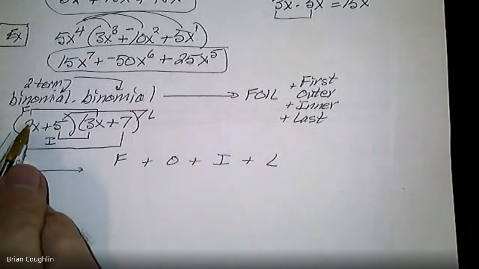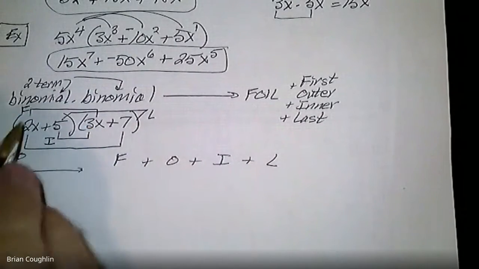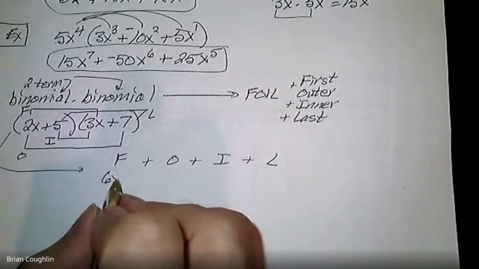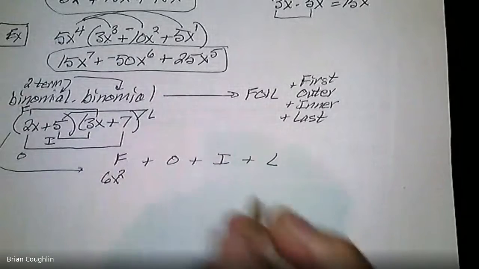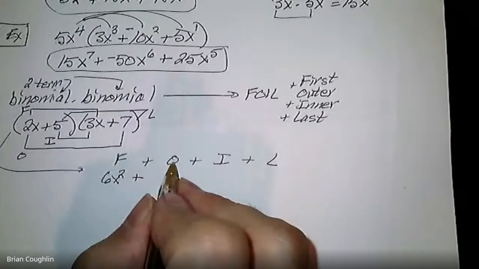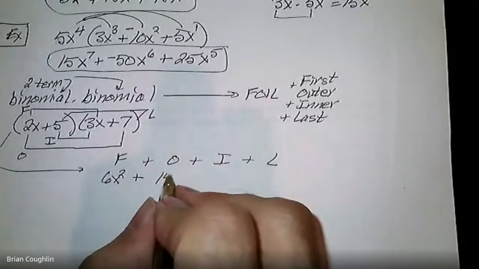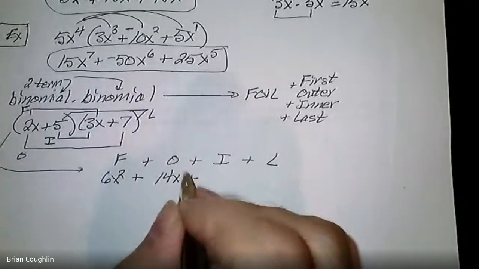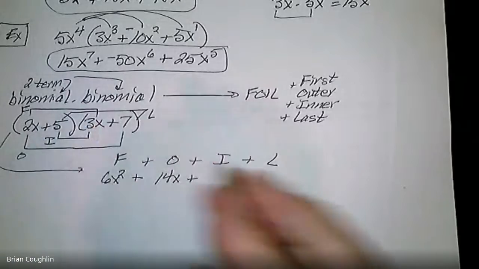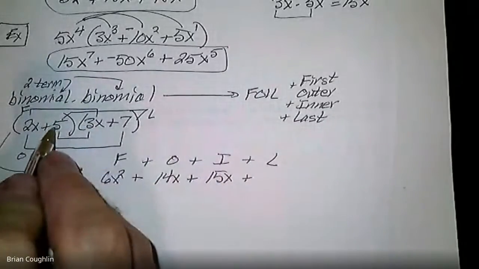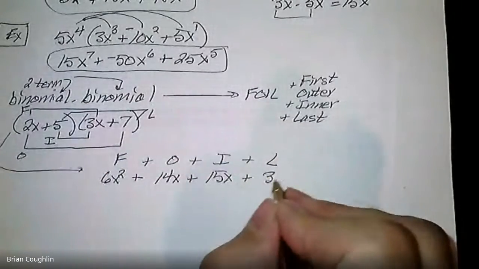So first is 2x times 3x. So 2 times 3 is 6. And x times x is x squared. Plus. The outer is going to be 2x times 7, and that's 14x. The inner is going to be 5 times 3x, which is 15x. And then plus the last, which is 5 times 7, which is 35.